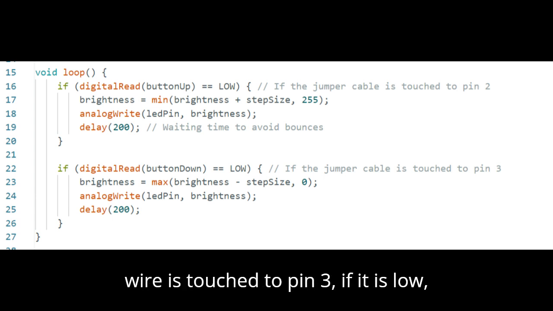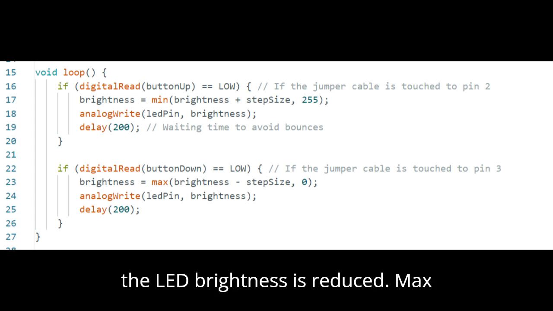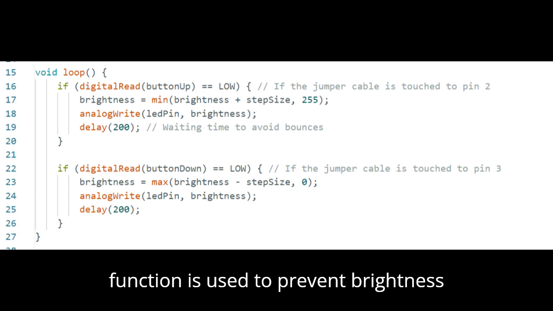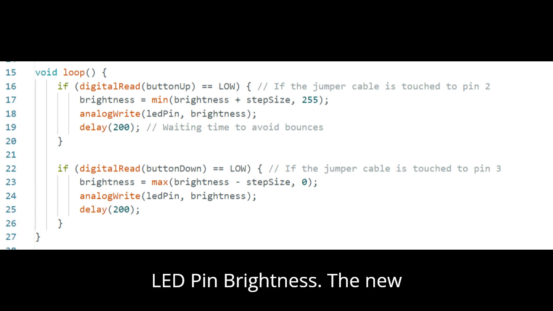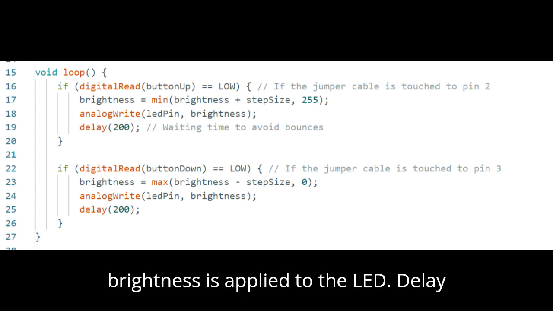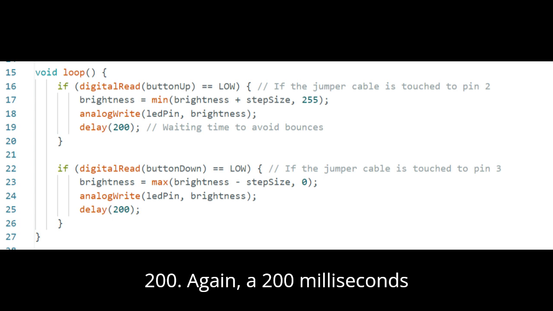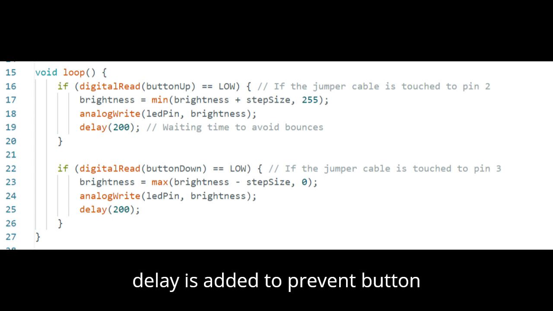If the jumper wire is touched to pin 3, it is low, and the LED brightness is reduced. The max function is used to prevent brightness from falling below 0. analogWrite, LED pin, brightness. The new brightness is applied to the LED. delay(200). Again, a 200 milliseconds delay is added to prevent button bouncing.